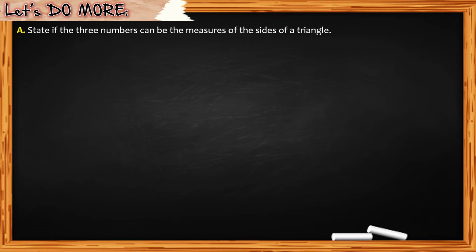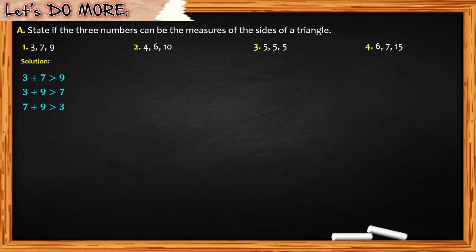Now for further understanding, let's do more. For letter A, state if the three numbers can be the measures of the sides of a triangle. For number 1, we have the given 3, 7, 9. For the solution, 3 plus 7 is 10, greater than 9. Next, 3 plus 9 is 12, and 12 is greater than 7. And for the last, 7 plus 9 is 16, greater than 3. So the answer is yes.